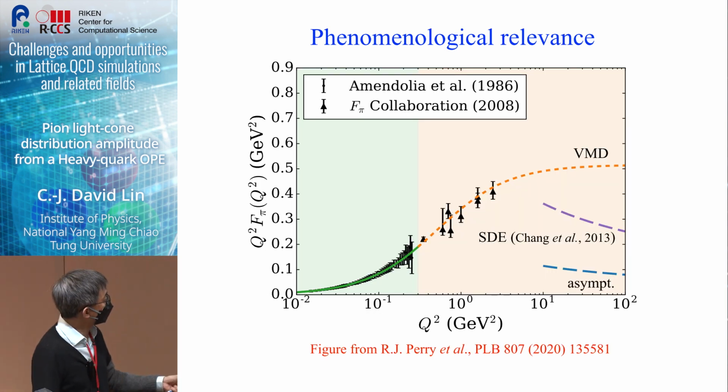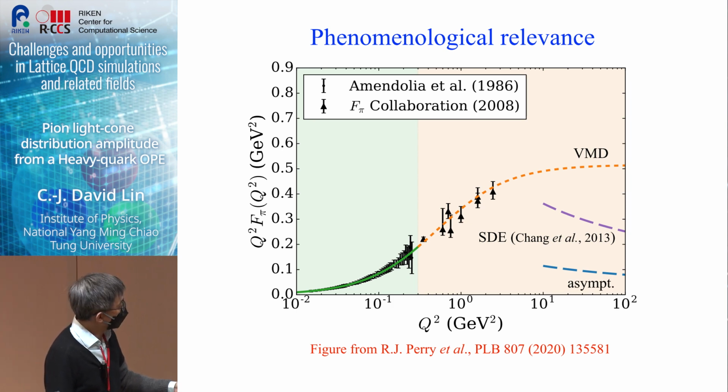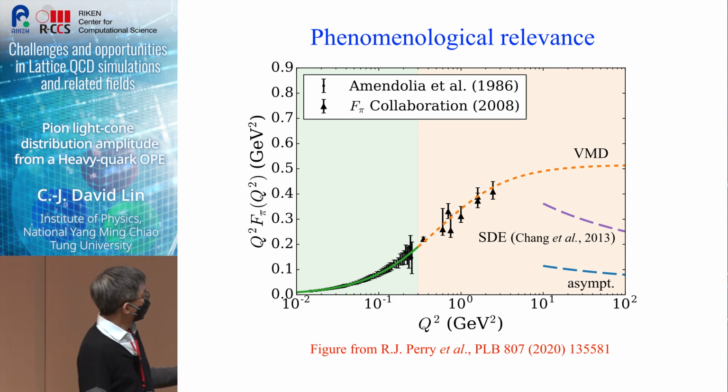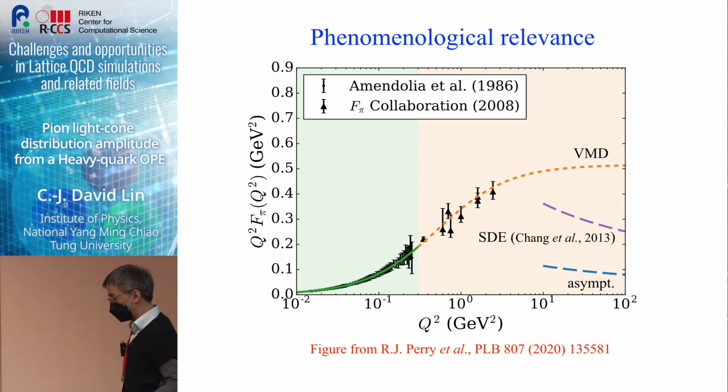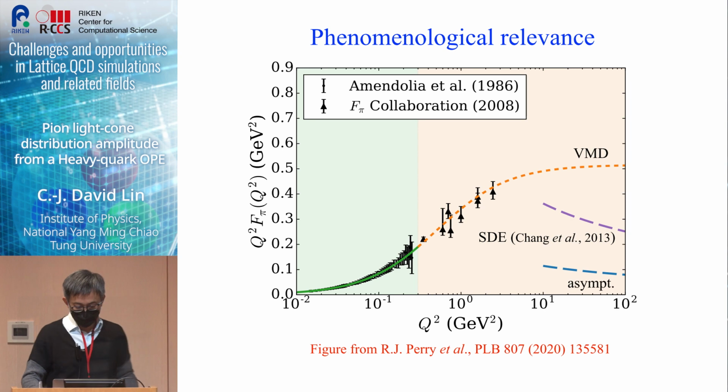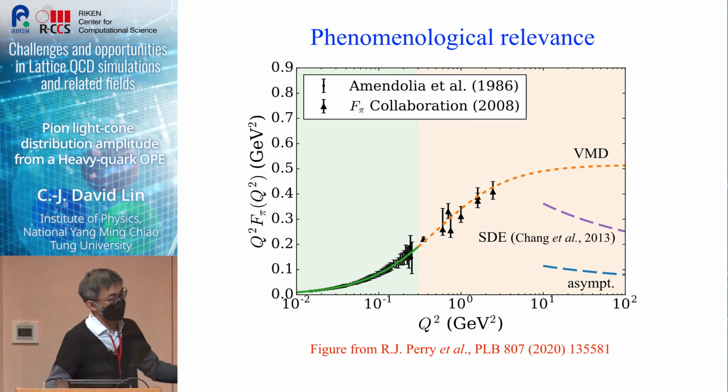You see that the asymptotic behavior of the pion light-cone distribution amplitude will give you the prediction of the form factor here. And these are the latest experimental results. And this curve is a model calculation from vector meson dominance. And this is the Schwinger-Dyson equation calculation with modeling, which appeared like 10 years ago. So clearly, the data is indicating that this range of Q square is very far away from the asymptotic form. Okay, so it's actually very important to have more precise results for this pion light-cone distribution amplitude to try to understand this.